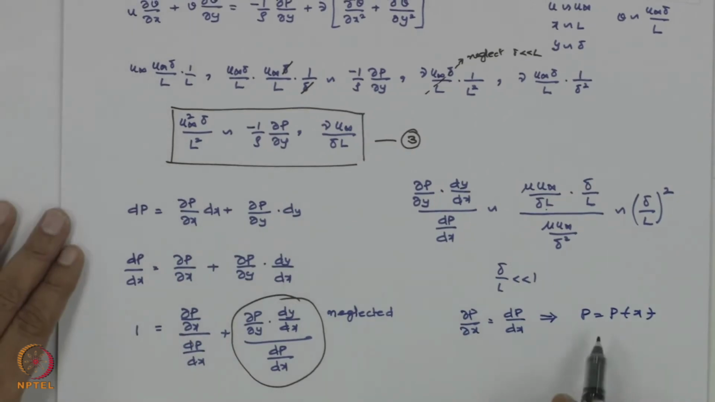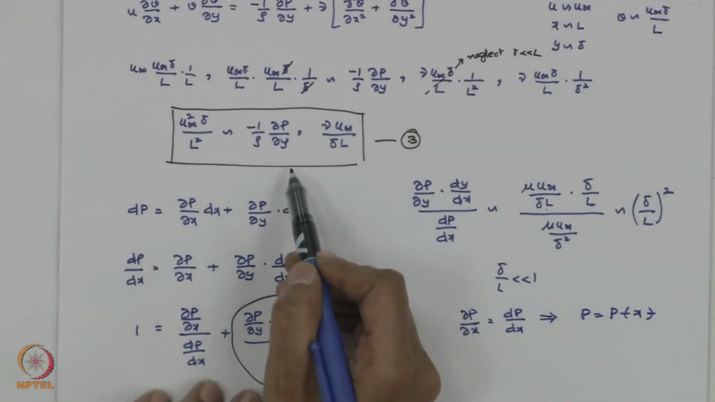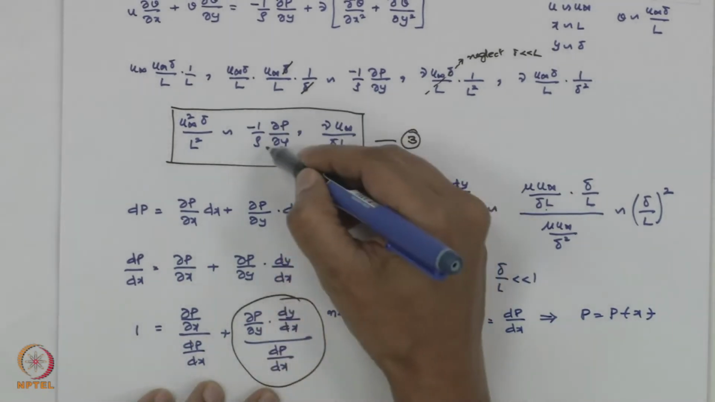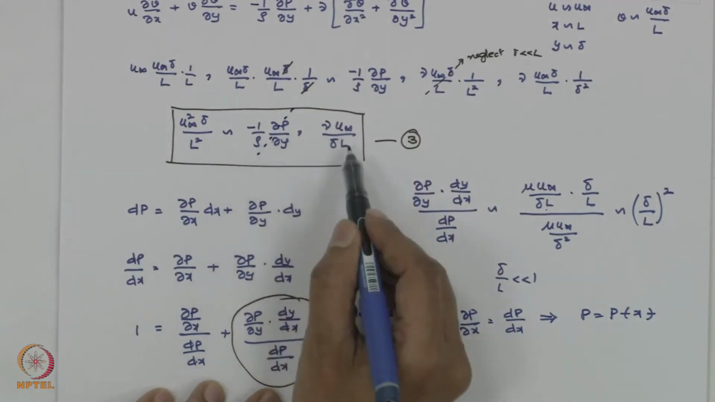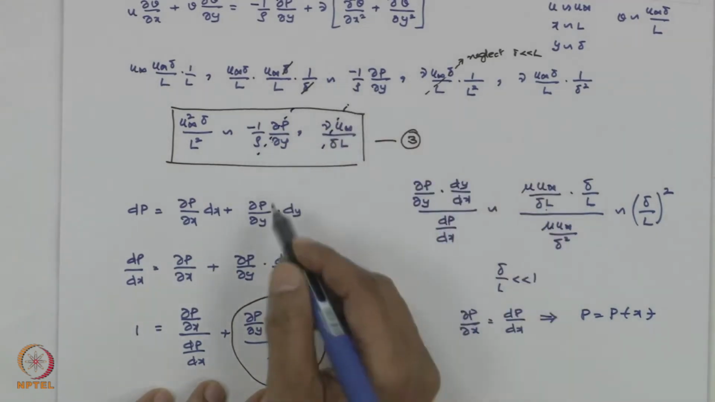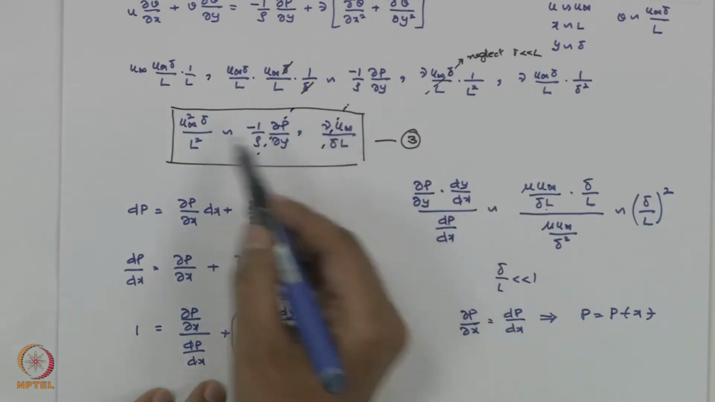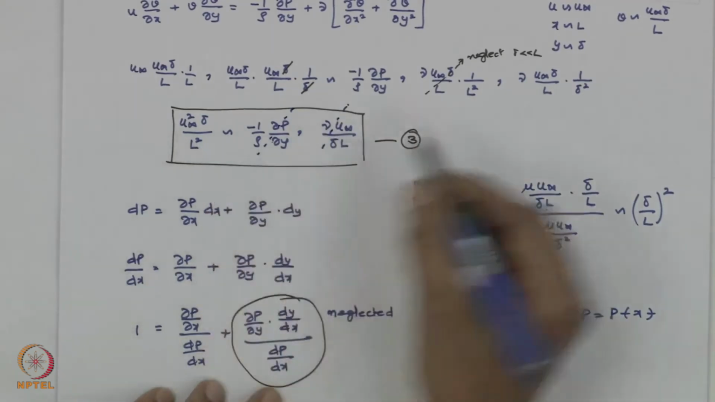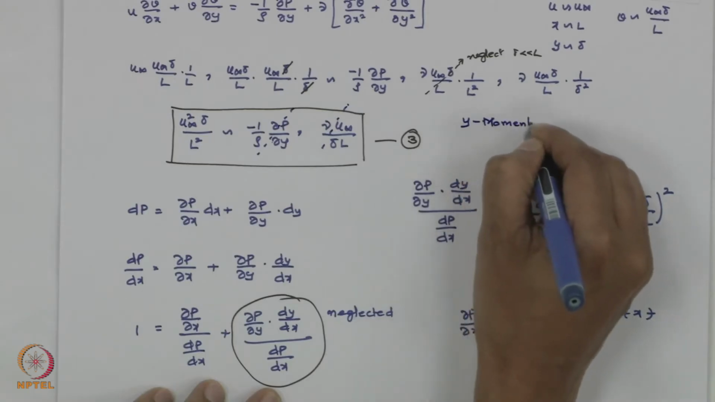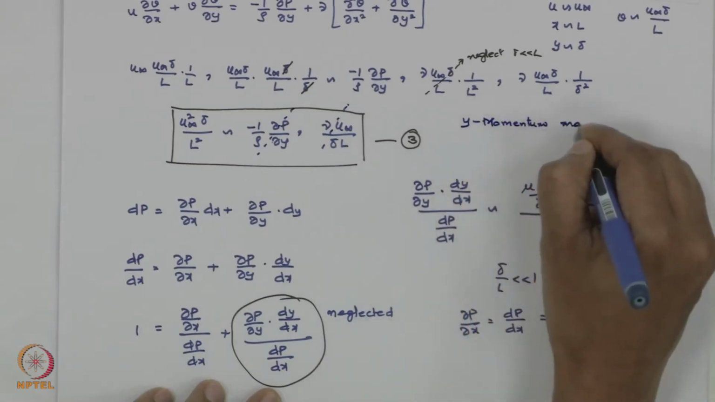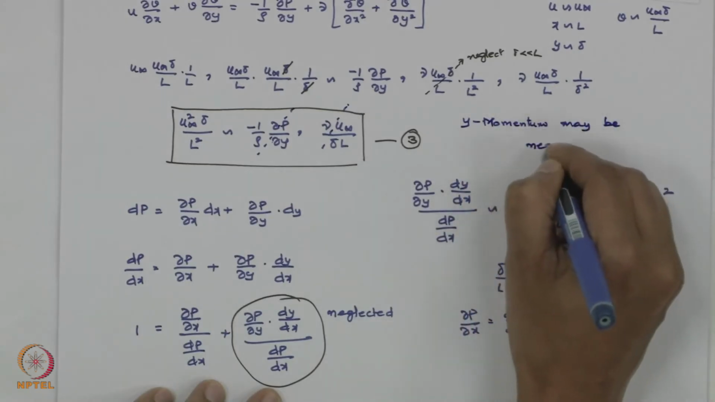That means if you come back to the Y momentum equation, the del P by del Y term is not there. If this is not there, and I had taken both the terms to be of the same order, then this is also not important. If the RHS itself is not there, then there is no LHS, so the whole of the Y momentum equation may be neglected.